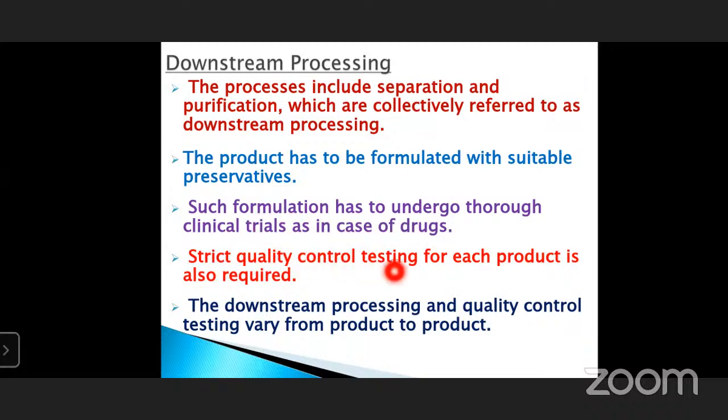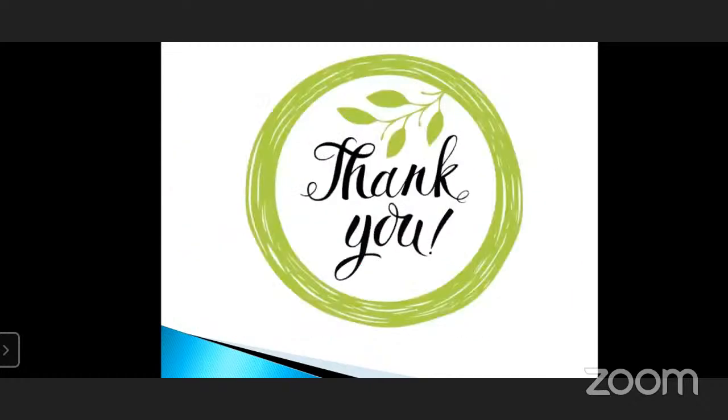Strict quality control testing for each product is also required. The downstream processing and the quality control testing vary from product to product. They differ from one product to another, from enzyme to protein, protein to hormone, hormone to an organic acid. That isolation, purification, quality control and testing differ from one product to another.